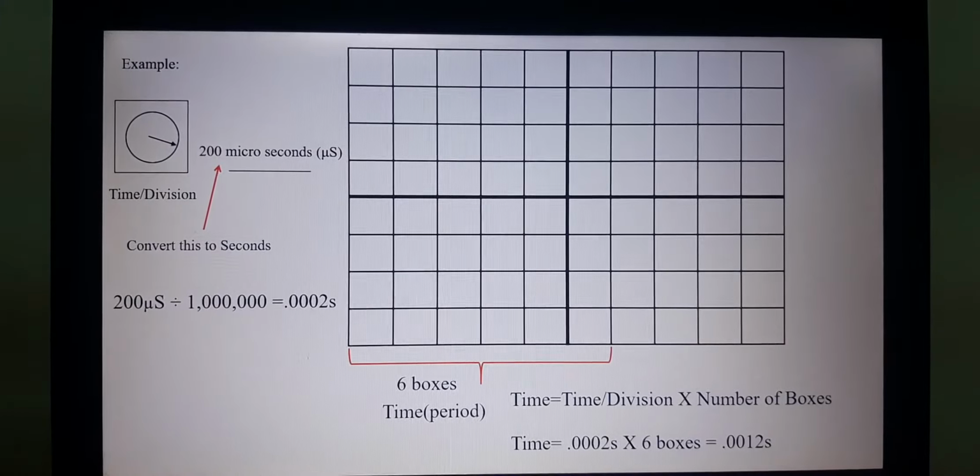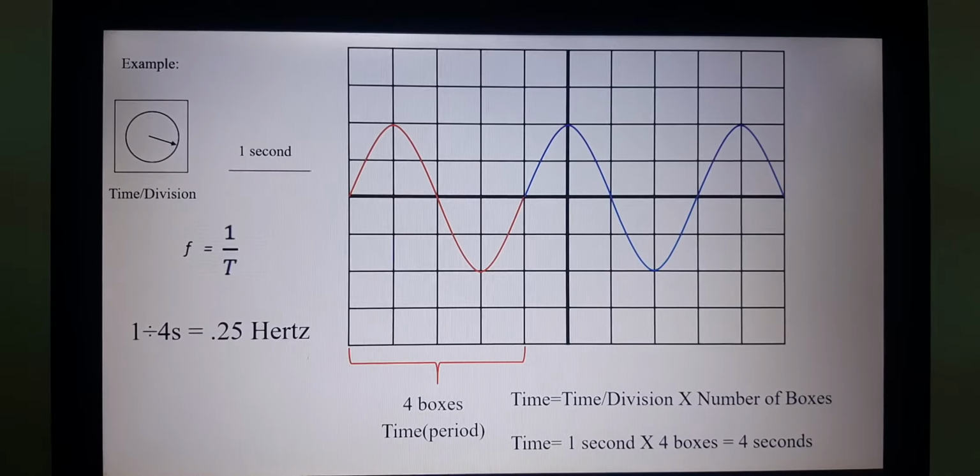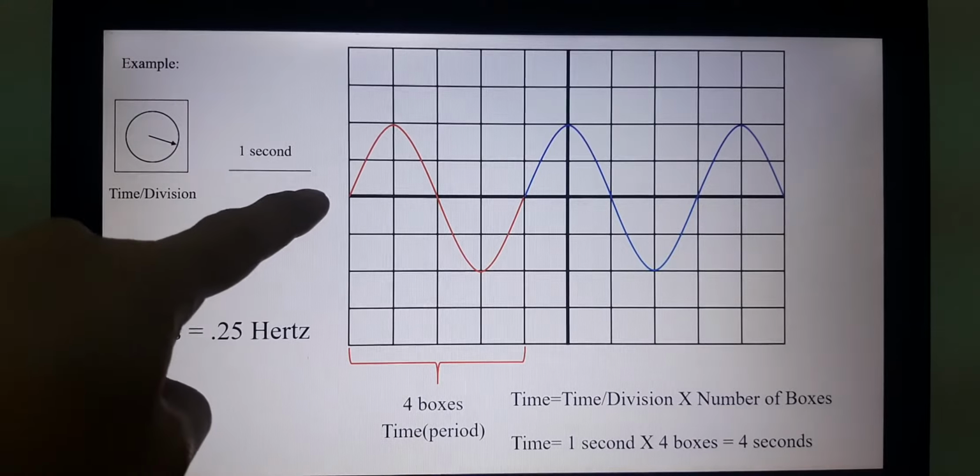Now, to further understand my explanation, let me put some signals in this display. Okay, now let us go back to our first example. So again, the knob is set to 1 second. Then we have a sine wave.